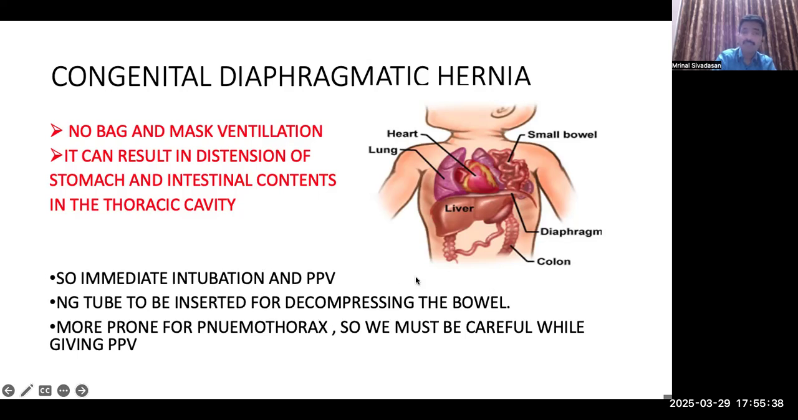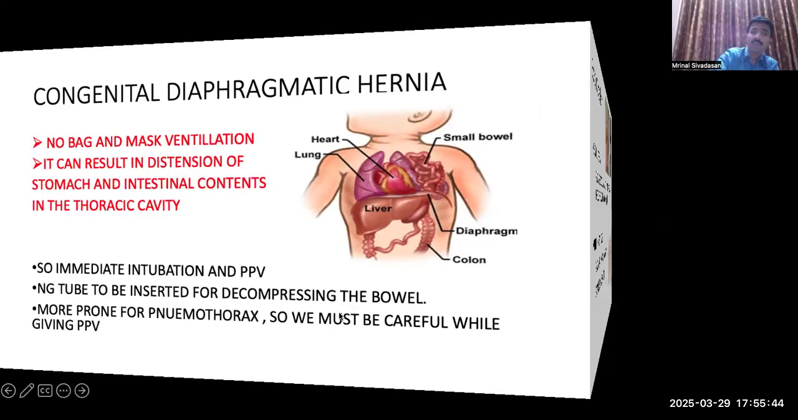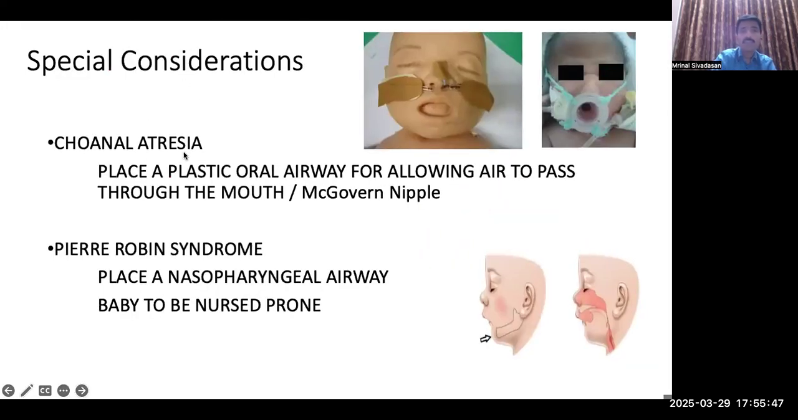A feeding tube is to be inserted to decompress the stomach and the bowel, and these babies are more prone to pneumothorax, so we must do gentle ventilation. A special consideration is babies with choanal atresia, where you place a plastic oral airway to allow air to pass through the mouth. One technique is called the McGovern nipple, which is a nipple with a hole placed over the baby's mouth. Then the Pierre Robin syndrome or sequence, where you have to place a nasopharyngeal airway so that the baby can be nursed in prone position and can breathe.